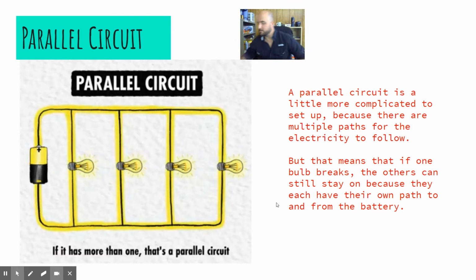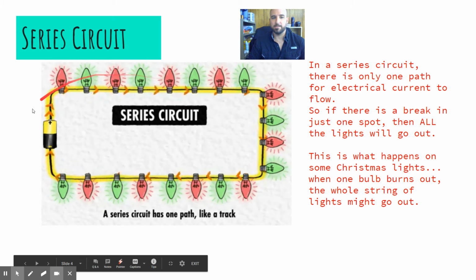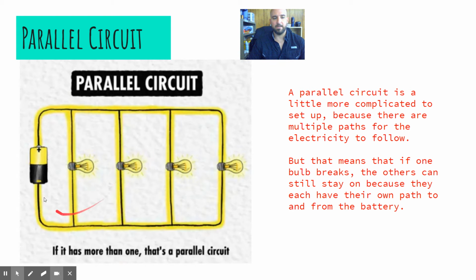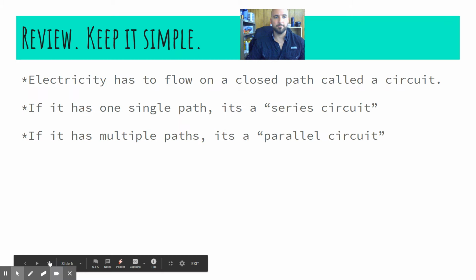Okay, so that's the difference between a series circuit and a parallel circuit, all right? A series circuit has them all in a series, one right after the other. A parallel circuit is going to be a little bit more complicated, but each device has its own loop to and from the battery. It has its own path, all right? So let's keep it simple.